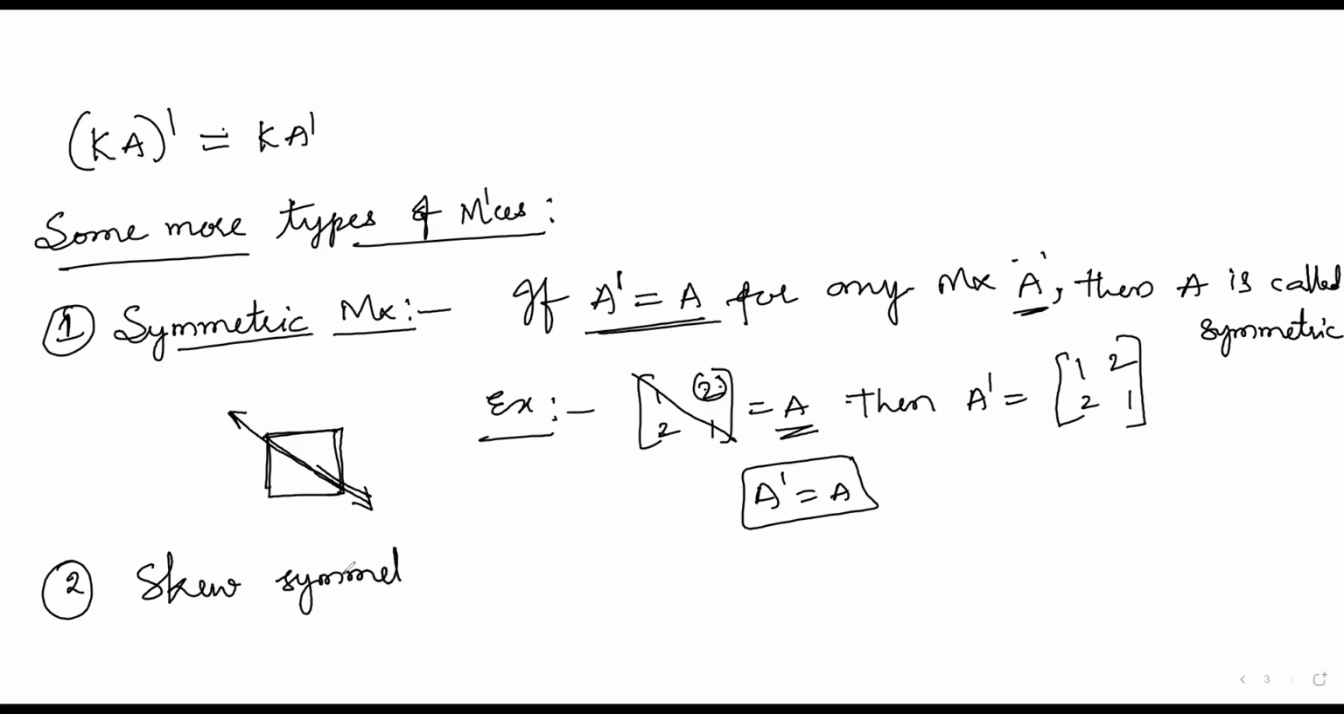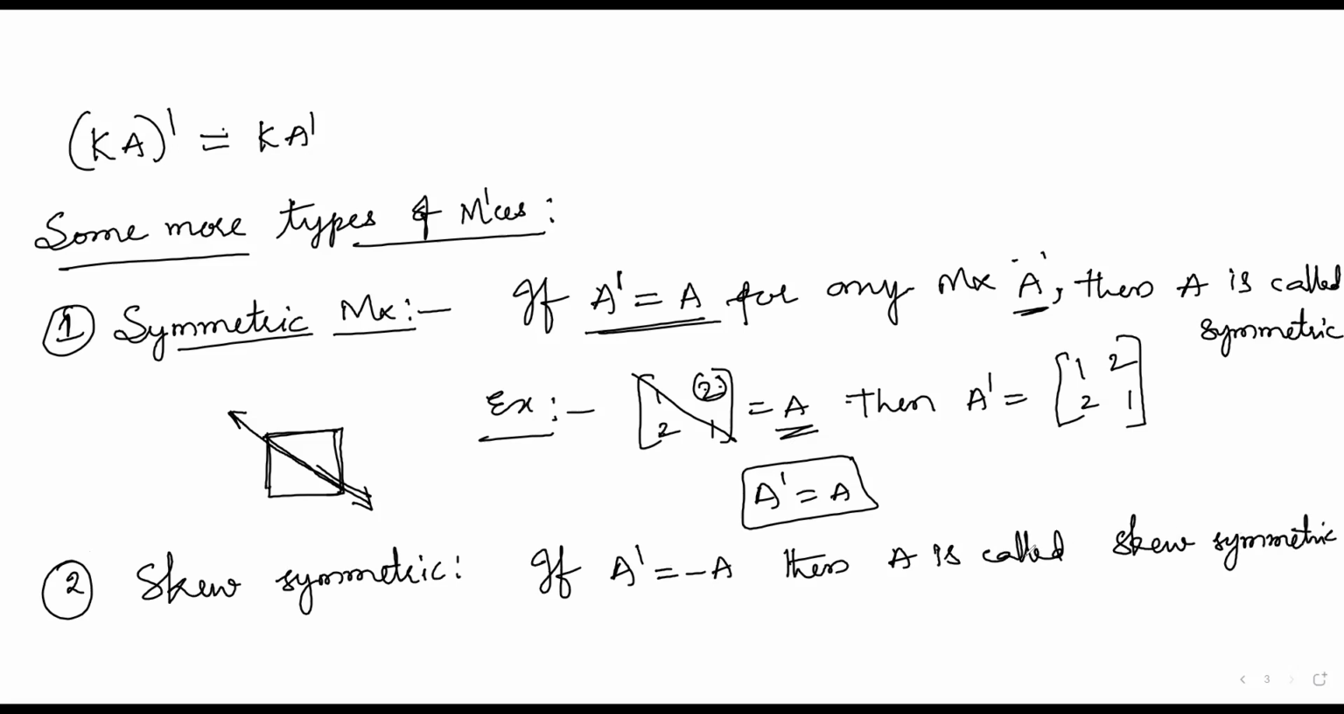The next, skew symmetric. What is this skew symmetric? For any matrix A, if A transpose is minus A, then A is called skew symmetric. Very simple. Or you can say A transpose plus A equals 0. This and this are both the same.